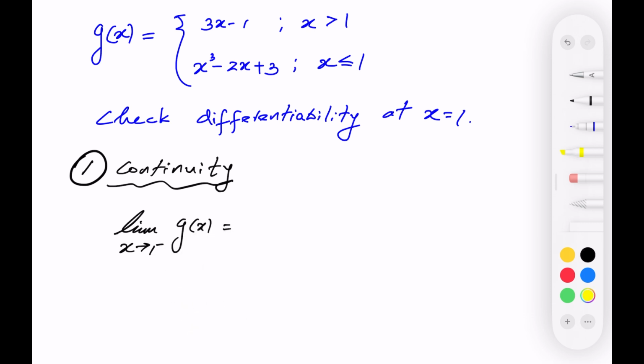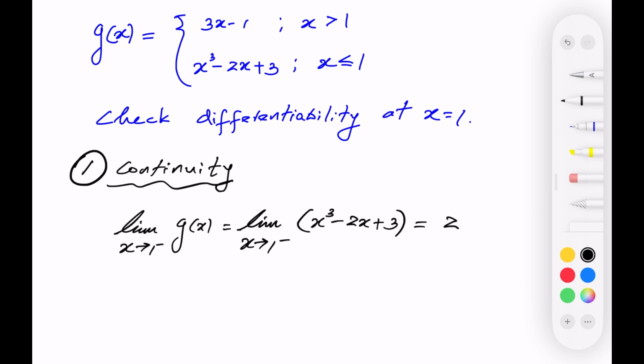X approaches 1 from the left-hand side means x is very close to 1, that's true, but x is less than 1. When x is less than or equal to 1, we have to use this function, x cubed minus 2x plus 3. So let's go ahead and use that function, limit as x approaches 1 from the left-hand side. The function is x cubed minus 2x plus 3. When I do the direct substitution, I get 1 minus 2 plus 3, which is equal to 2.